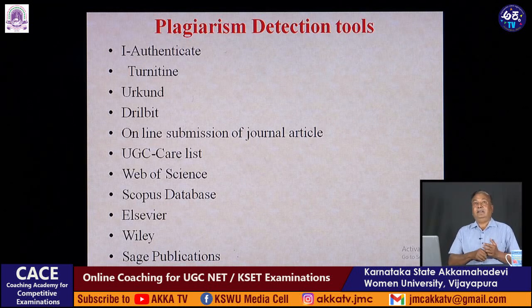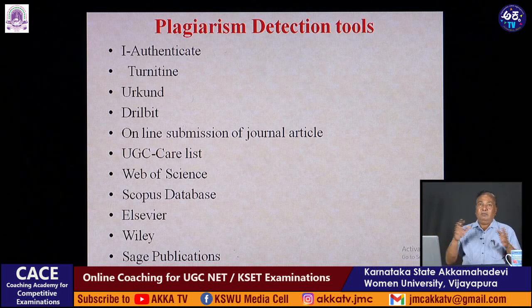We have iAuthenticate software, which will check the plagiarized content in your research work. If you copied from any of the online sources, it will immediately catch hold and show the references also. And Turnitin is there, Urkund software is there, and recently one more, Drillbit software, is available. These are the technologies we use to detect plagiarism in your research work in order to enhance its quality.